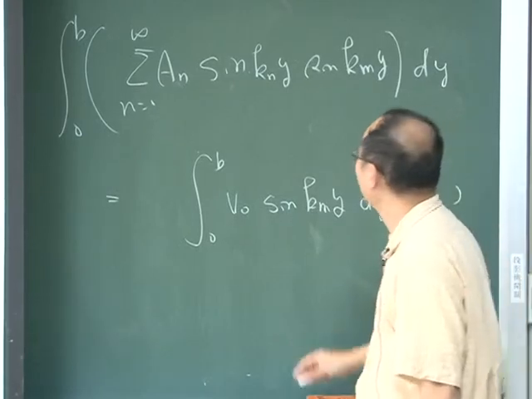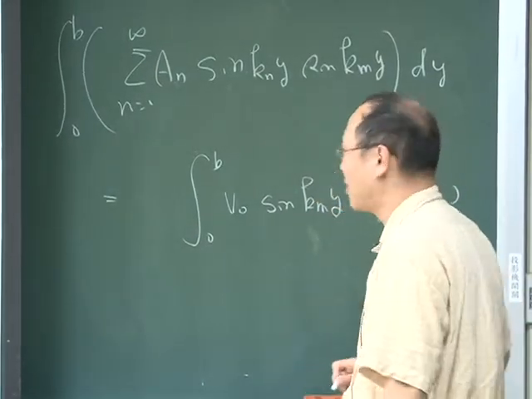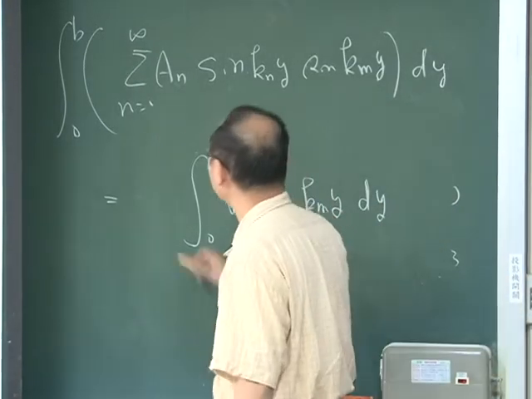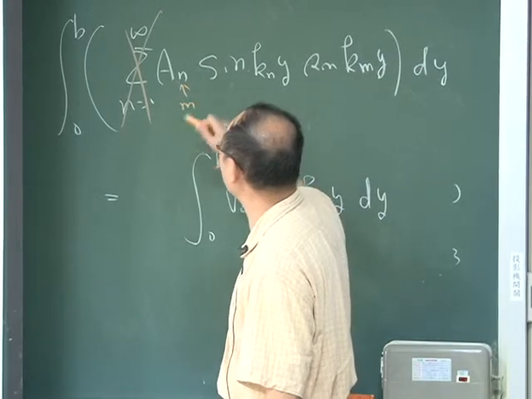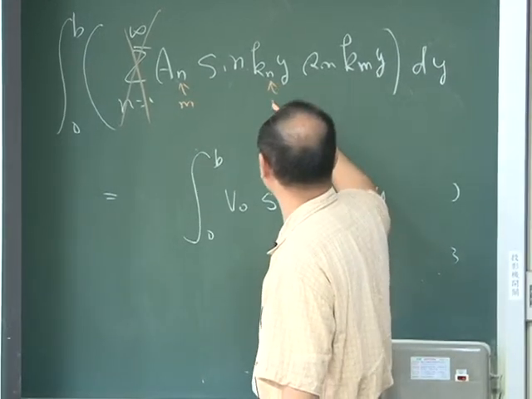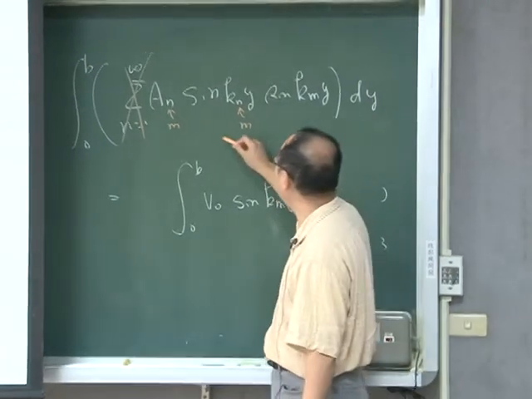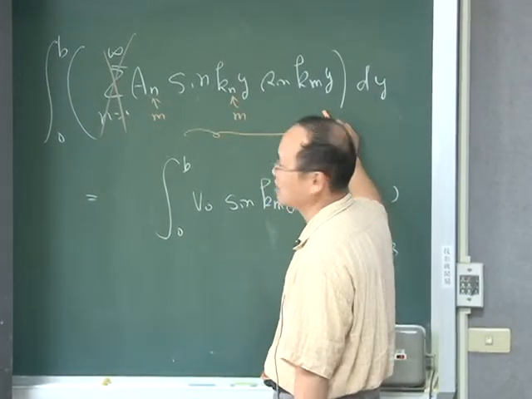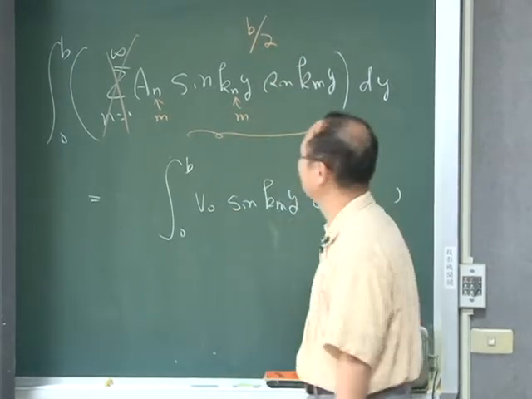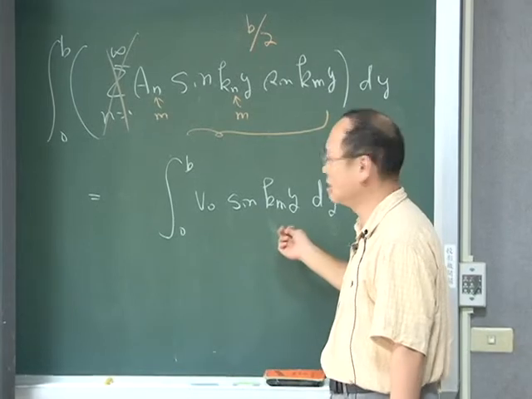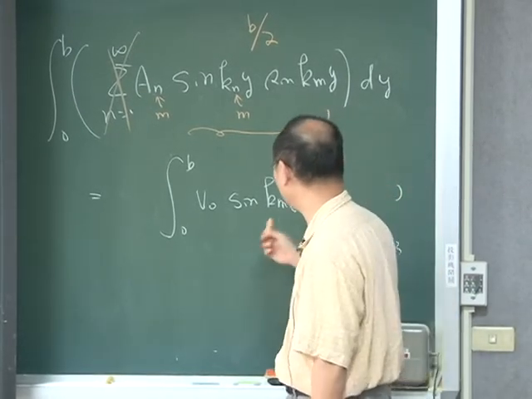Okay, and because of the orthogonality property of harmonic functions, basically you can cross this out, and then this has to be equal to n equal to m. And this integration is going to give you b over 2. So what you need to calculate is this. So let's do a calculation of this.